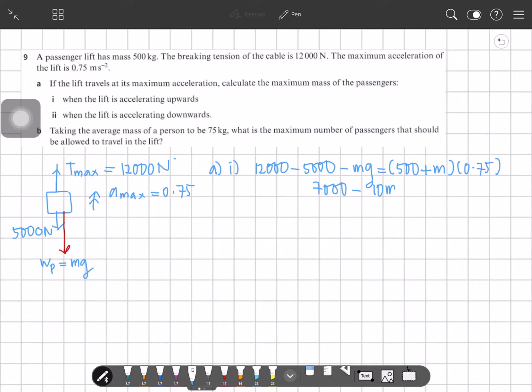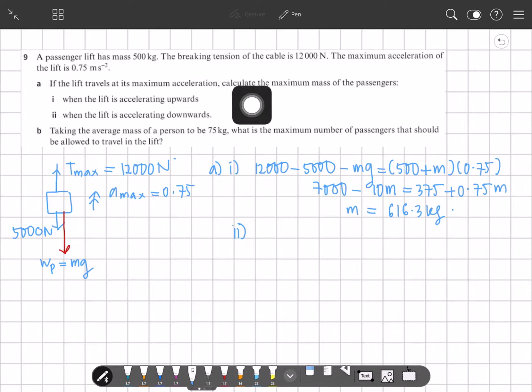We will have 7,000 minus 10m equal to 375 plus 0.75m. So solving for m, we will have m equal to 616.3 kilogram. So this means that 616.3 kilogram is the maximum mass of the passengers when the lift is accelerating upward at maximum value.